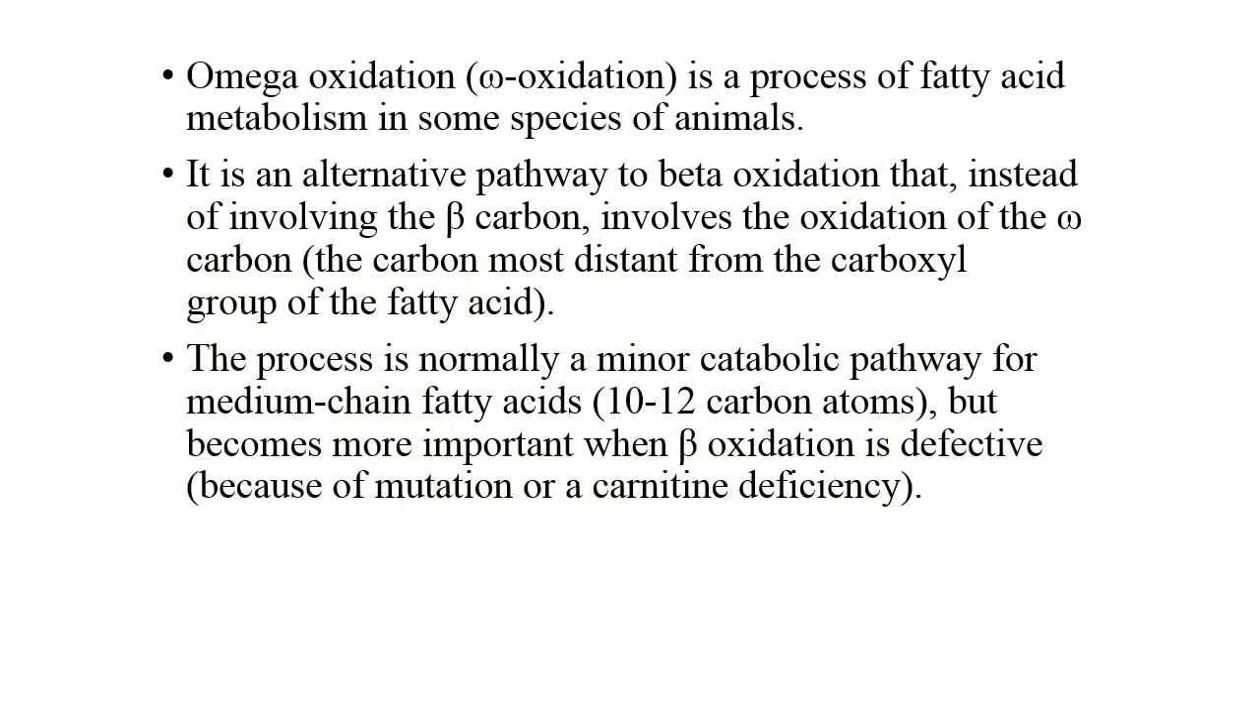So omega oxidation is a process of fatty acid metabolism in some species of animals. It is an alternative pathway to the beta oxidation that, instead of involving the beta carbon, involves the oxidation of the omega carbon. The process is normally a minor catabolic pathway for the medium chain fatty acids, and the medium chain fatty acids contain 10 to 12 carbon atoms. But the pathway becomes more important when beta oxidation is defective, and the beta oxidation is defective because of mutation or carnitine deficiency.